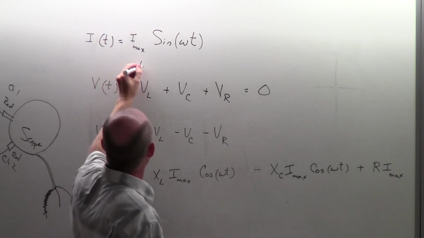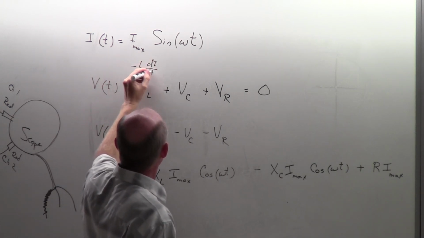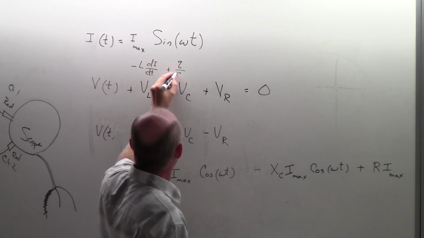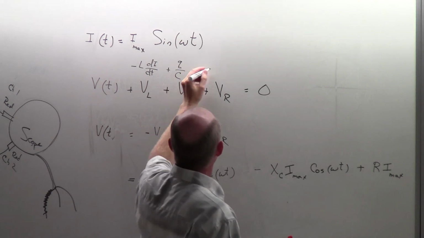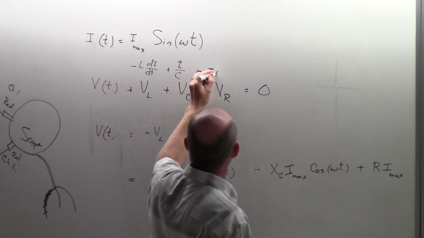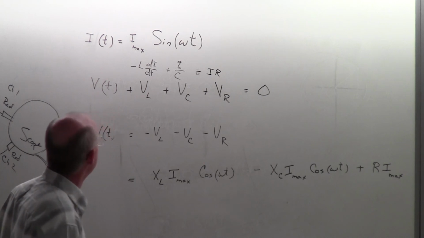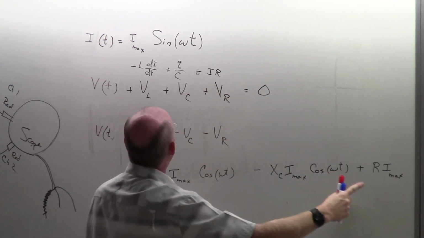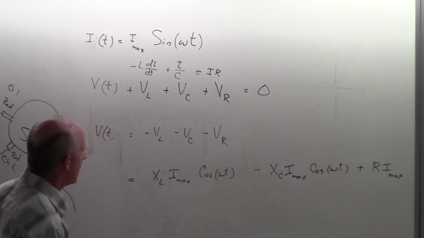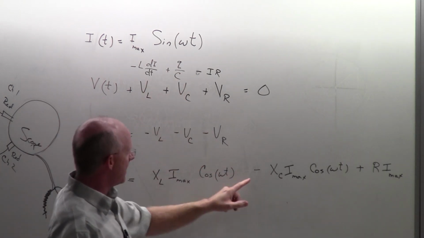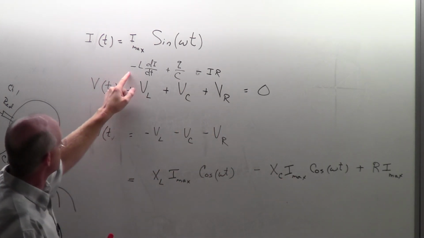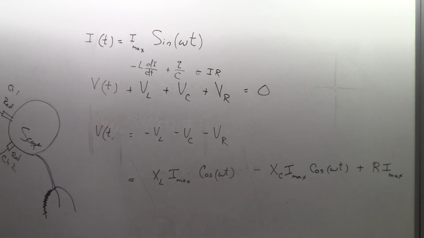This should have been a minus L di dt. And this should have been a Q over C. And this should be a minus IR. Okay, so there's my answer. When I move it to this side, it's a plus IR, right? And when I move it to this side, it is a minus the charge. And when this minus moves over there, it becomes a plus. I should have written it out in detail, yeah.